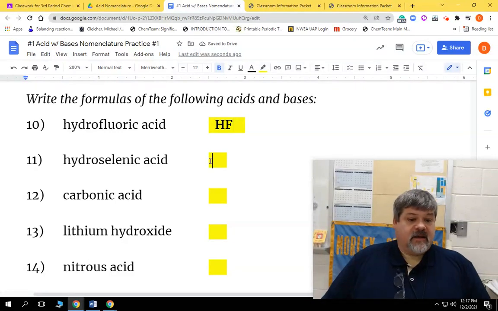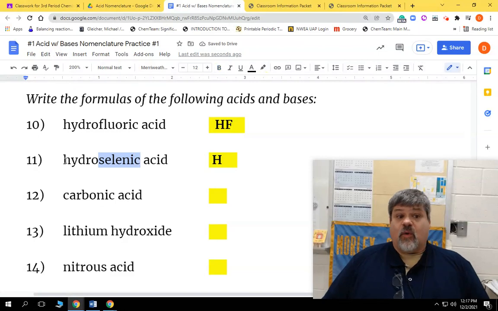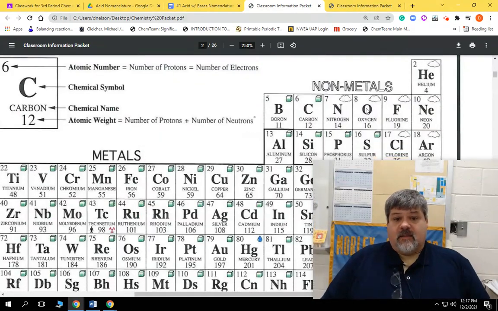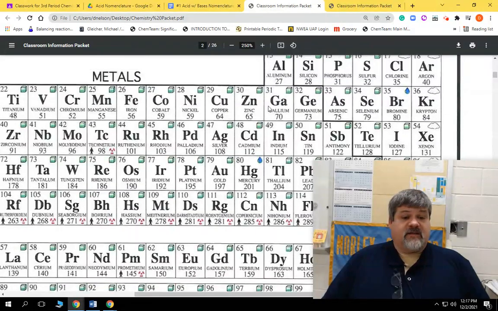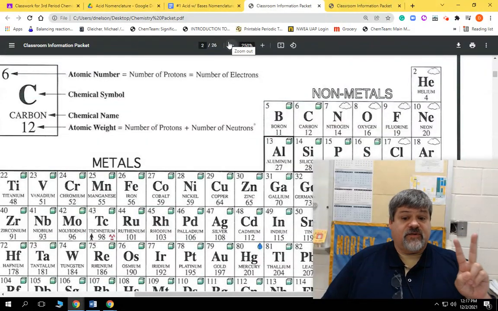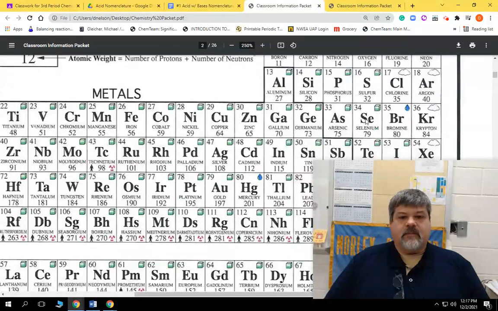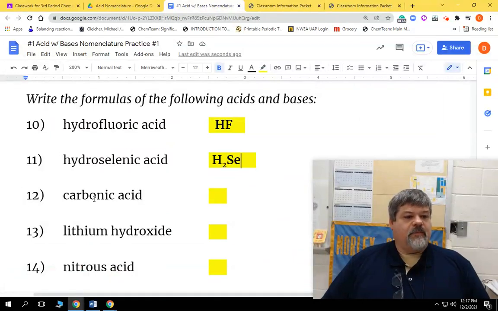Hydroselenic acid. Again, we're going to begin with H, but it has hydro, so there's no oxygen, so it goes to ide, selenide. Let's go back to our periodic table, and we see that it's right here. That means it's in 6A, which means it's a charge of -2. So that means I have to have 2 hydrogens. And then I put the symbol for selenide, which is Se. And we can double check that. Yep, selenide, selenium, Se.